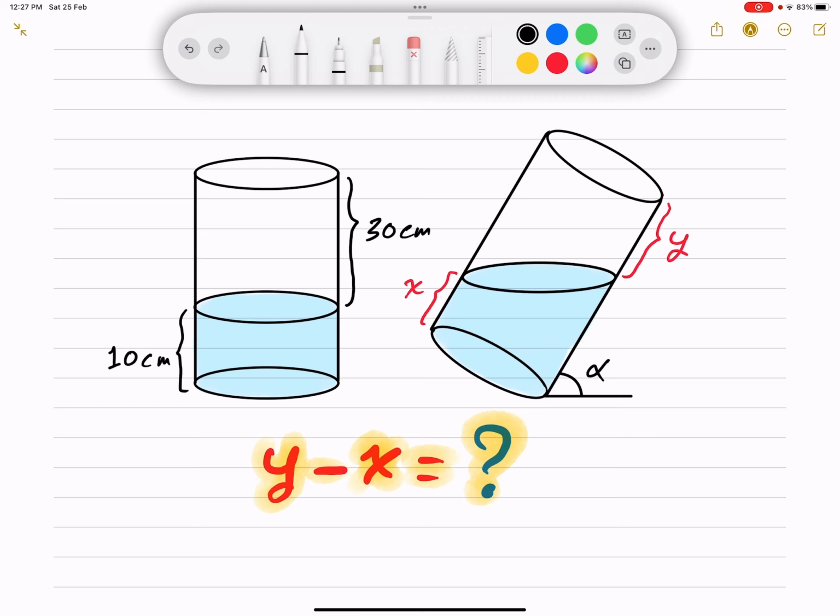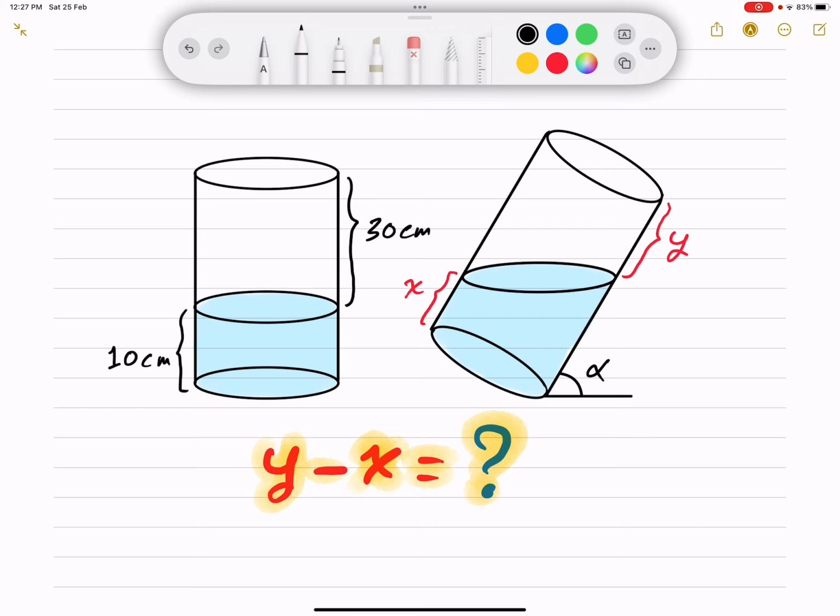Now what we did, we have bent this cylinder by an angle of alpha, as you can see on the right-hand side, and that created the lengths y and x. The question here is to find y minus x, the difference between y and x. If you're interested, pause this video, give this problem a try, and once you're ready, keep watching for a solution.